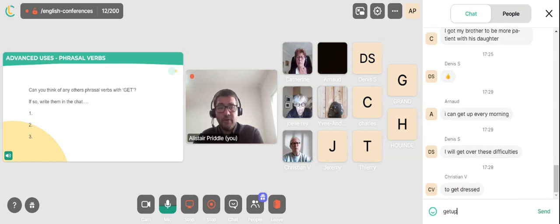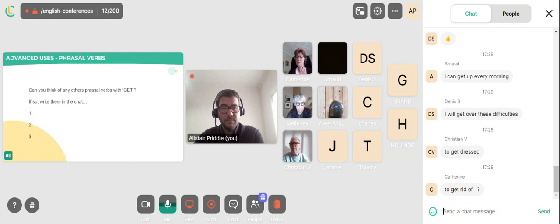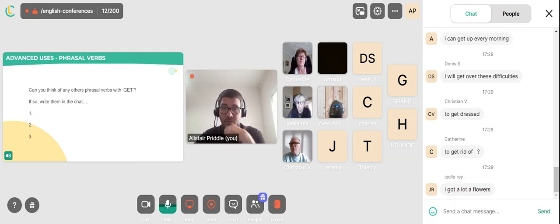I will get over these difficulties. Great. That's a great use, get over. Get dressed. Get rid of. Okay, that's a good use. I got a lot of flowers. Well, this goes back to the first use, to obtain. But as a phrasal verb, we've got some good ones there: get up, get over, get dressed, get rid of.